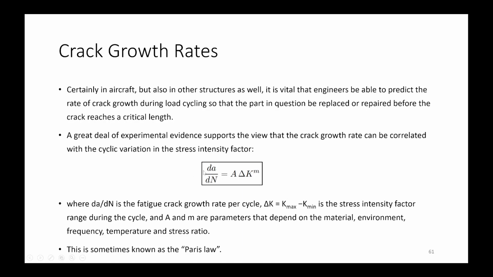So in this case, da/dN, where a is your crack length and N is the number of cycles. So this left hand term is the crack growth rate per cycle, and delta K is your K max minus K min, which is the stress intensity factor range, and A and m are constants. These parameters depend on material, environment, frequency and temperature, and this is sometimes also known as Paris law.